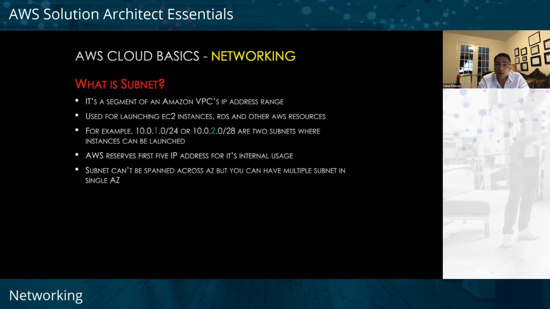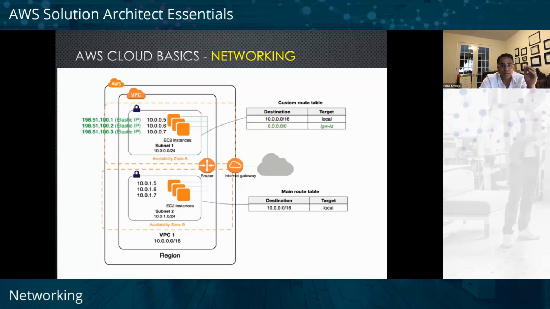A subnet cannot be spanned across multiple AZs, but you can have multiple subnets in a single AZ. So I think in my previous example, I showed you right here. So this is actually multiple subnets defined in the same availability zone. Okay.